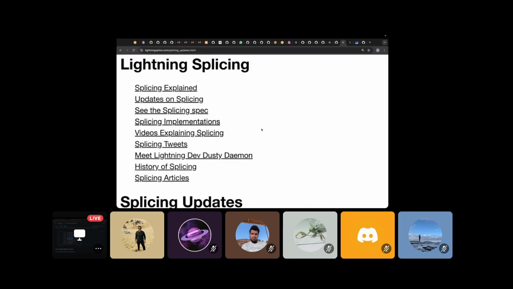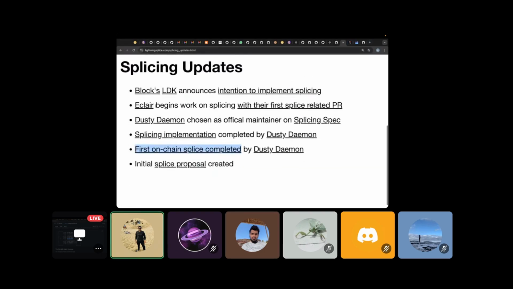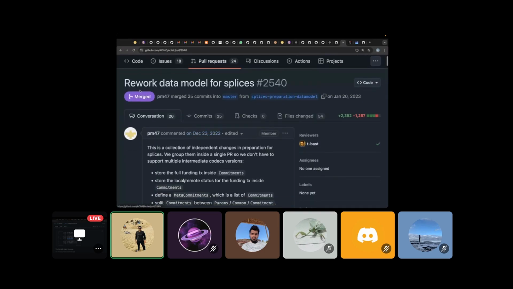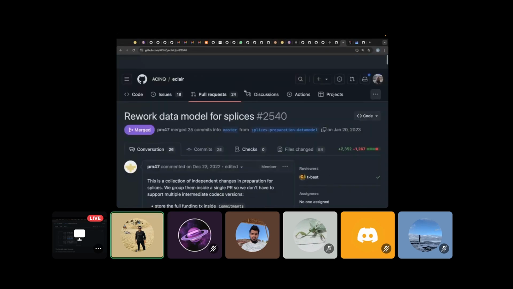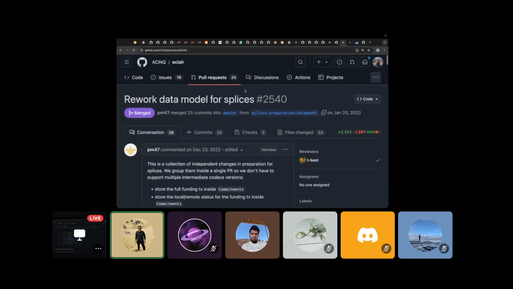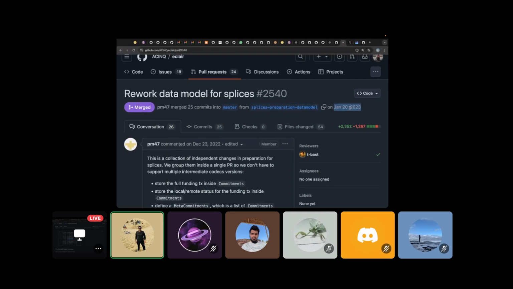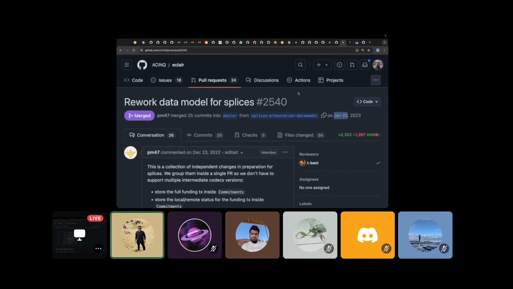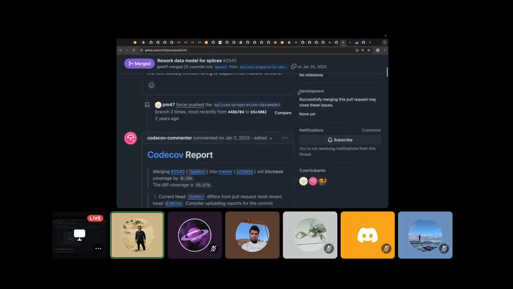All right. So yeah, if you guys have any doubts, any questions related to splicing, I'll try my best to answer those. So, currently, no wallets support splicing, right? Eclair has started. I don't know, yeah, it's already merged. It's called rework data model for splice. Oh, so it was in January. So I'm not sure. I'll have to check, but Eclair might already have implemented splicing.